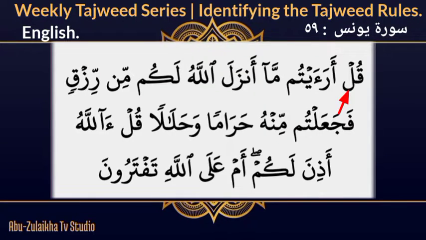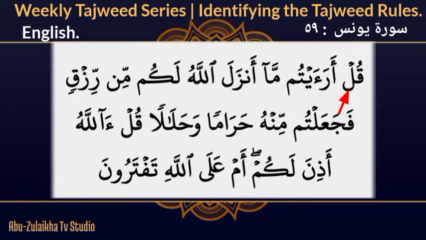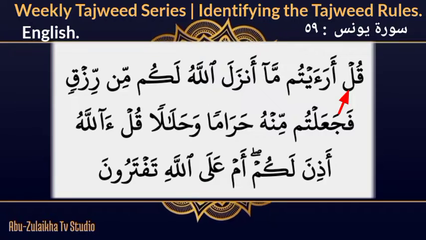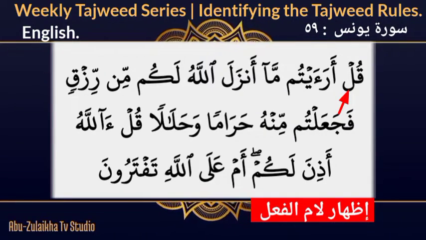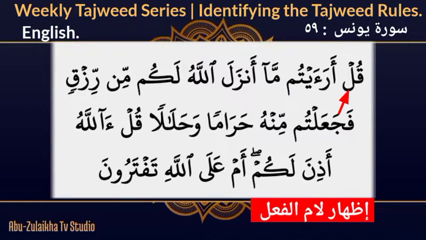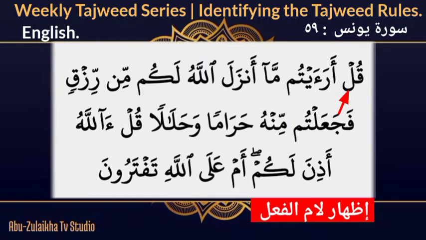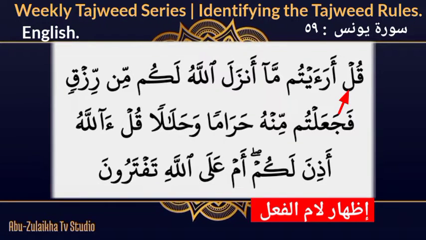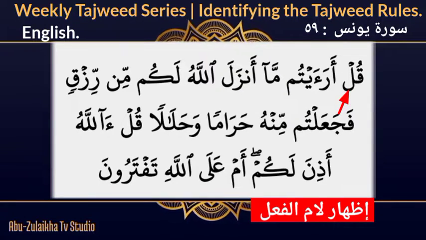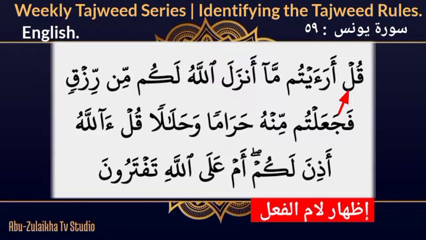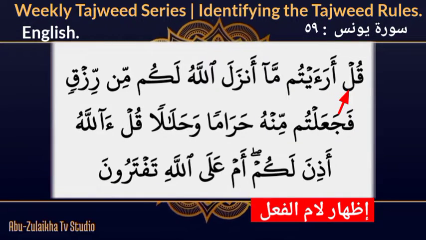So the rule governing this particular lam in the word Qul, which has been clearly heard, is known as Izhar Lam al-Fi'l, as we discussed in our previous classes. This is another example of a verbal lam, and we can see that the letter that comes immediately after the verbal lam happens to be a letter of Izhar, which is al-Hamza.